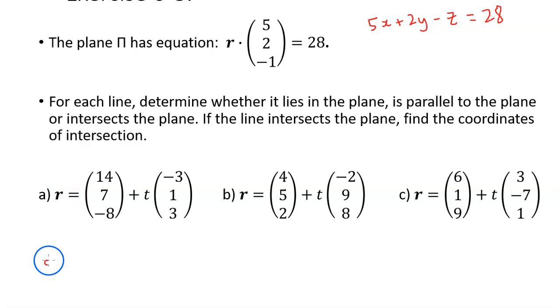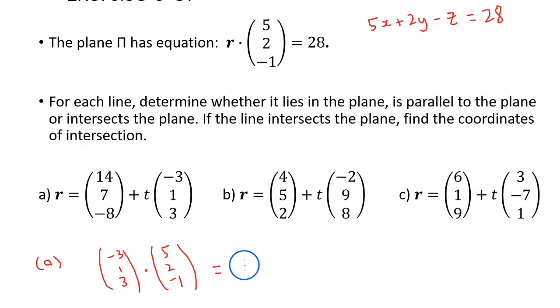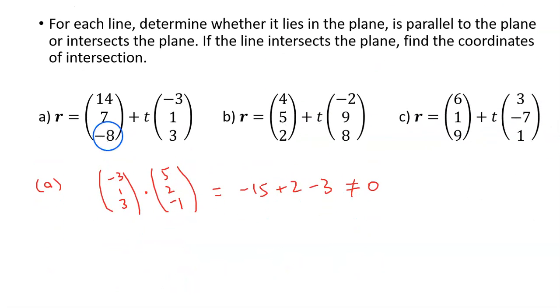Okay, so for part A, we want to check if this line is inside this plane or if it's parallel to the plane or whatever. So first of all, let's check if it's parallel. And to do that, we can take the normal vector of the plane and dot product it with the direction vector of the line. So that will be (-3, 1, 3) dotted with (5, 2, -1). That gives us -15 plus 2 minus 3, which does not equal 0. So we know immediately that this line just intercepts with the plane in one point.